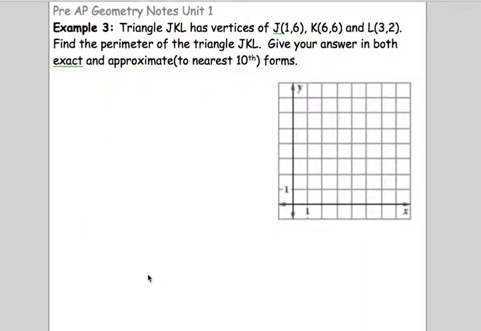This question is about a triangle, and they're having us plot it on a coordinate grid. They gave us the vertices: J at 1, 6, K at 6, 6, and L is at 3, 2.